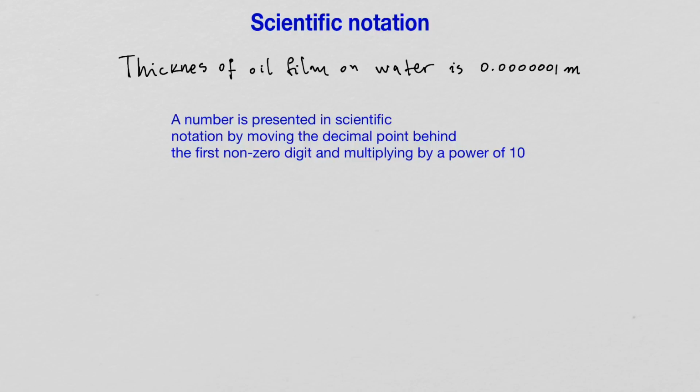So by definition, a number is presented in scientific notation by moving the decimal point behind the first non-zero digit and multiplying by a power of 10. The exponent of the power of 10 is equal to the number of spots that the decimal point was moved, and the sign of the exponent is positive when the decimal point was moved to the left, and negative when the decimal point was moved to the right. So let's look at several examples.